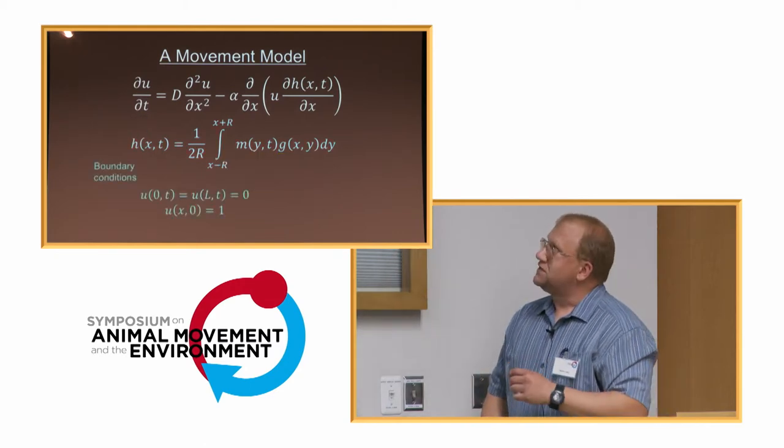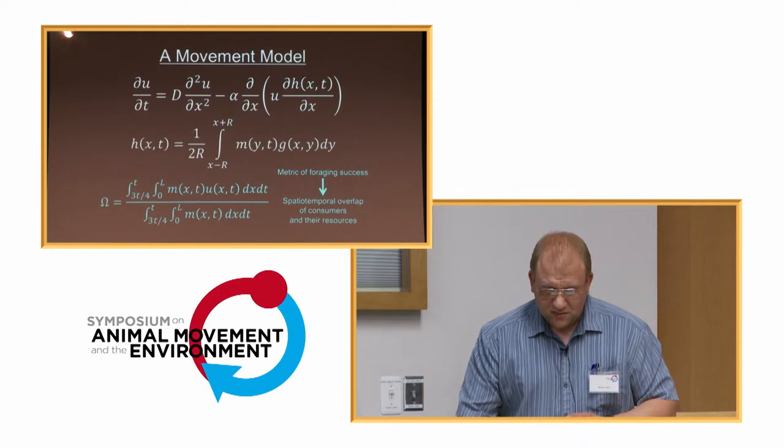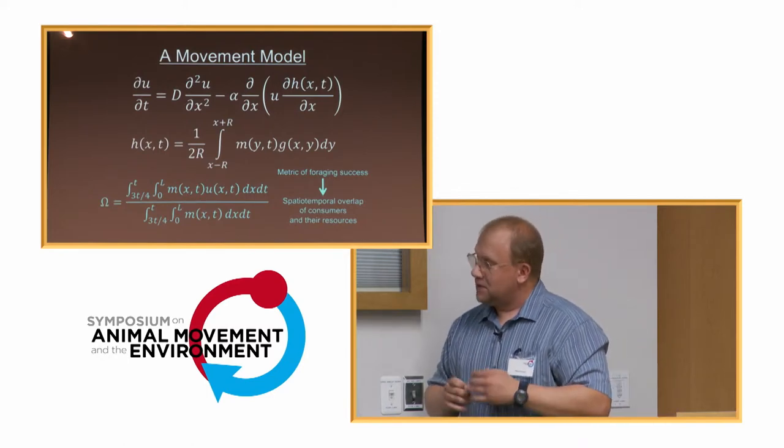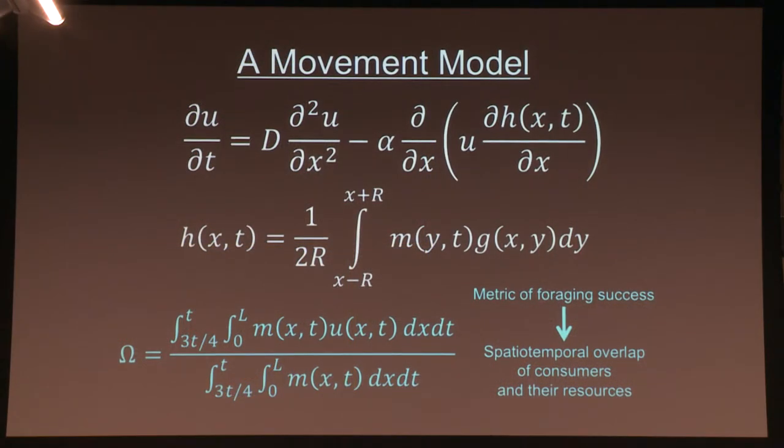Okay? With this kind of a model, you have to specify some boundary conditions. These are pretty standard boundary conditions here. But we also have to define this term omega, which is the idea that we want to capture foraging success. And so omega here, this ratio of integrals, is our metric of foraging success. And what that all boils down to is simply a measure of the spatiotemporal overlap of the consumers with their resources. That's just saying how they're juxtaposed relative to one another over space and time. Because the idea is, if this is a consumer, it wants to be able to get resources, it needs to be where the resources are. And so that ratio of integrals gives you that measure of spatiotemporal overlap.